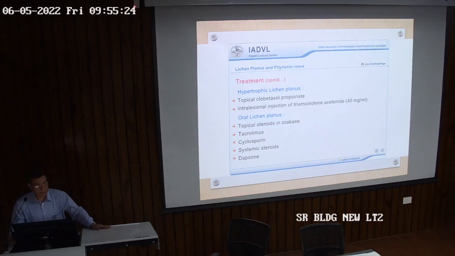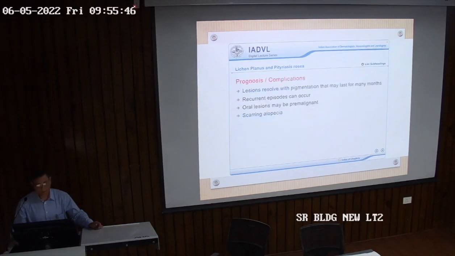So a single injection will work; it's a long acting, slow released injection. So it increases the compliance. It's very difficult to apply a cream twice a day for 1 month, 2 months. So better to go for intralesional injection of triamcinolone. Then oral lichen planus: topical steroids and topical tacrolimus, cyclosporine, systemic steroids and dapsone. What are the prognosis and complications in case of lichen planus?